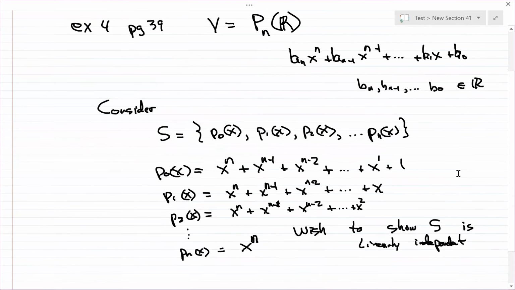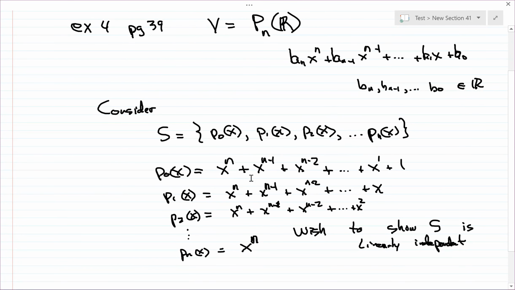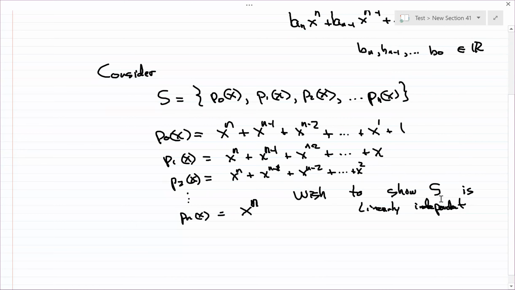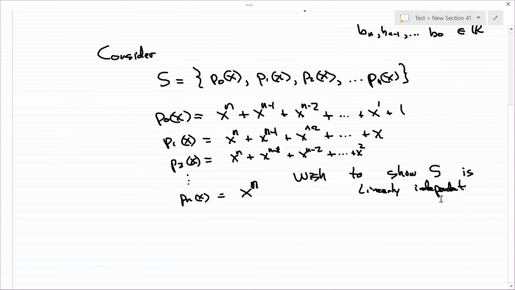Okay, this is different than the previous example because the vectors are polynomials of degree n. And they all have coefficients 1, so they're very specific. Okay, so what do we need to show? We need to show if A1, and so you can think of this.